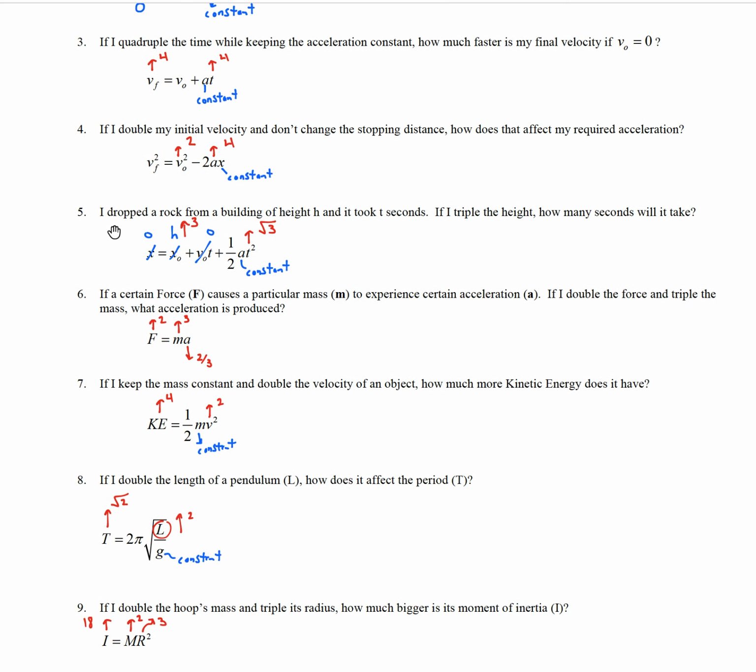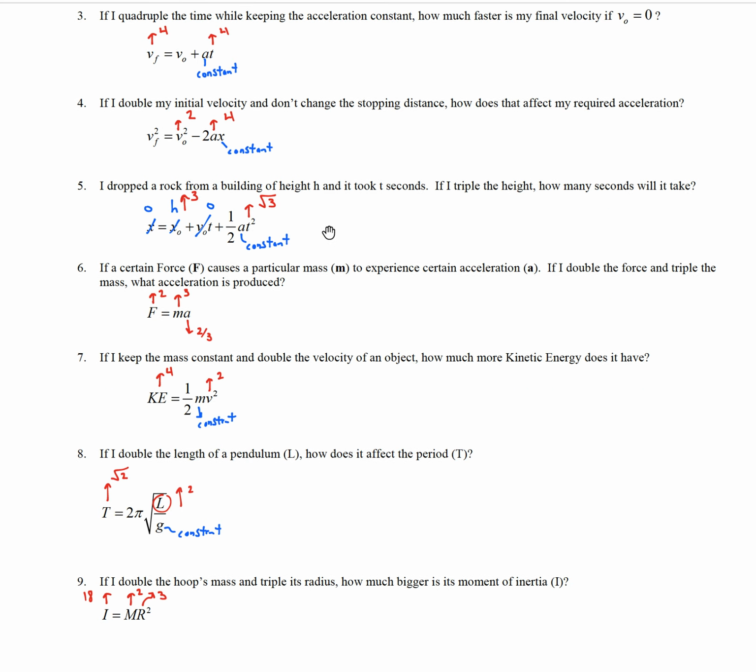All right, I dropped a rock from a building of height h, and it took t seconds. If I triple the height, how many seconds will it now take? Okay, so I'm dropping it and it's still going to the ground, so my final height here is 0. I'm dropping it, so v naught is 0. So I'm really looking at how does the height affect the drop time. Also, the acceleration is constant because it's still just under the influence of gravity.